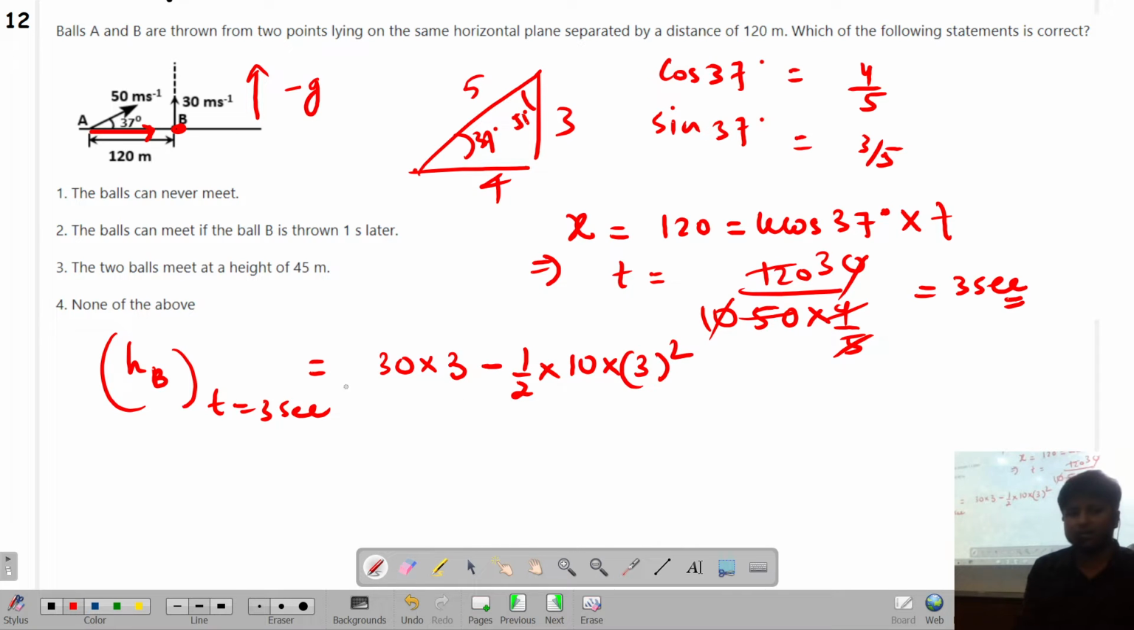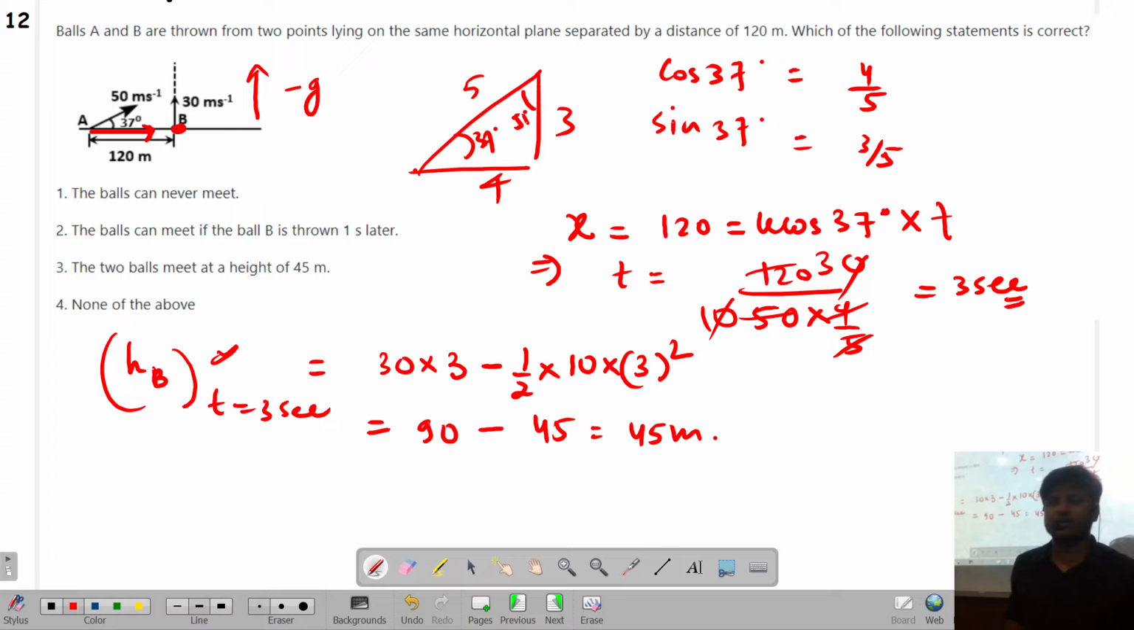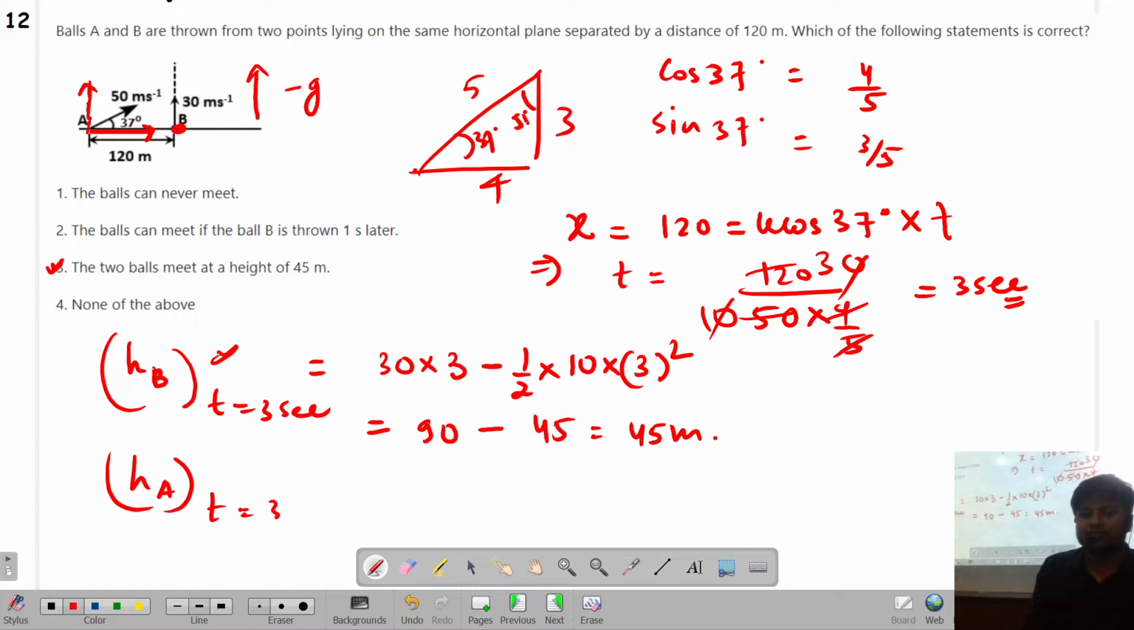Got it or not? Now what is this value? 90 minus 45, and that is equal to 45 meters. So the height traveled by B is 45 meters. The two balls meet at a height of 45 meters, correct? Option 3 is correct. Now how to verify that? Try to check the height traveled by ball A in 3 seconds.